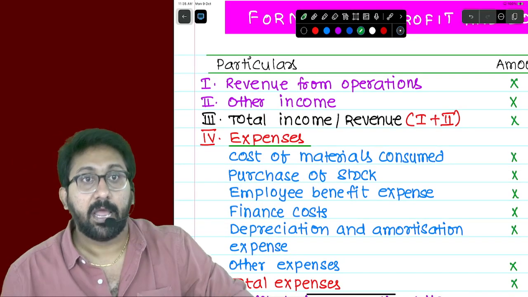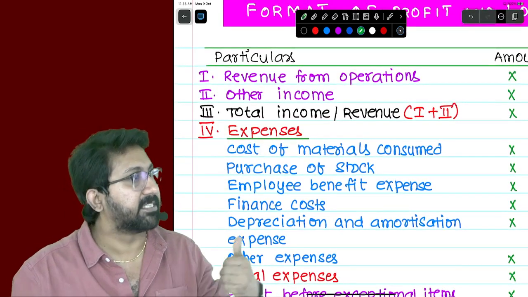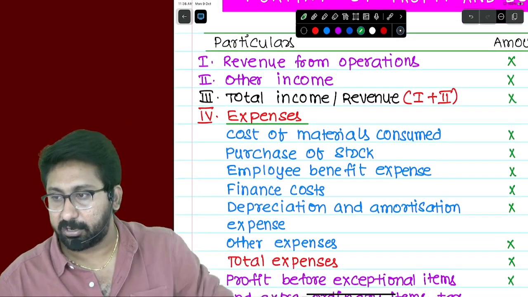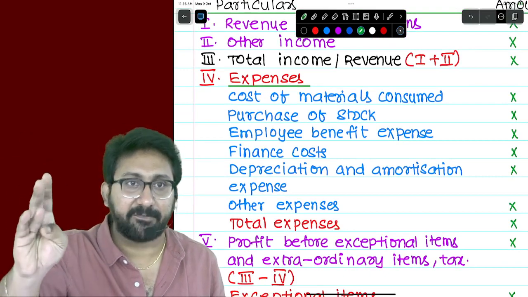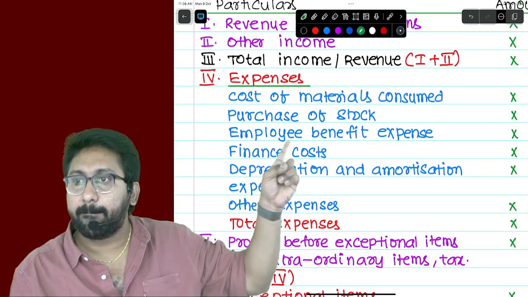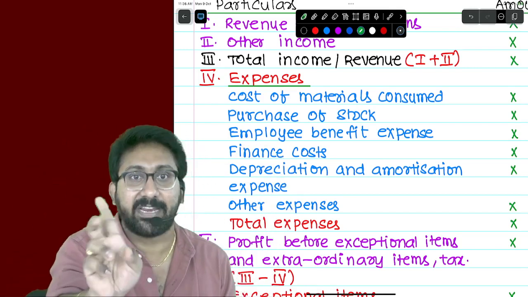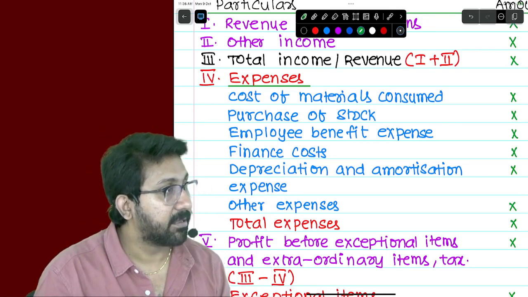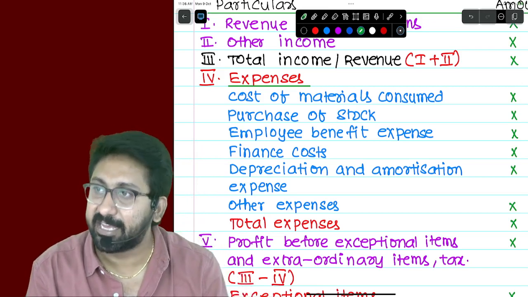Next, purchase of stock. Any other cost other than materials, if you purchase any stock like chemicals etc., all come under purchase of stock. Next one, salaries, bonus, PF, whatever you pay, all come under what expense? Employee benefit. That's why AS 15 is employee benefits. It's not salaries. That is AS 15.